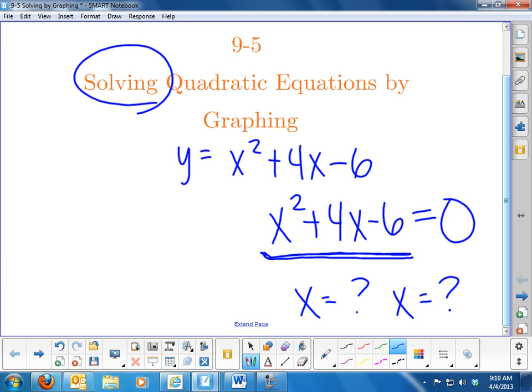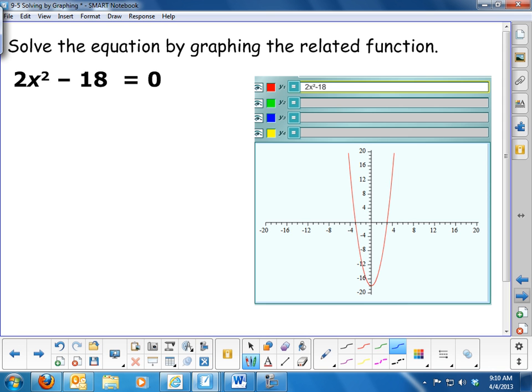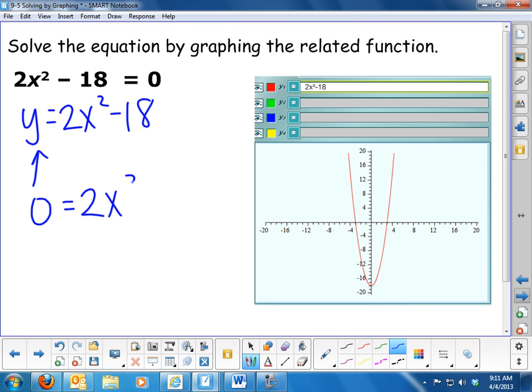These are called the zeros of the function. We've done that before, right? We found the zeros. That's exactly what we're doing here. We're just solving an equation. In the past, you would have just been given something that looks like this: y equals 2x squared minus 18. But now, since we're solving this equation, we're substituting y for 0. So all of our equations need to equal 0. We need to manipulate the equation so that it equals 0. Now, I'm going to take this equation and plug it into my graphing calculator and find the zeros.